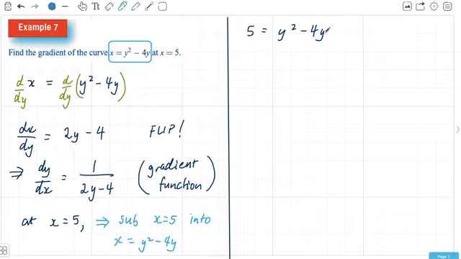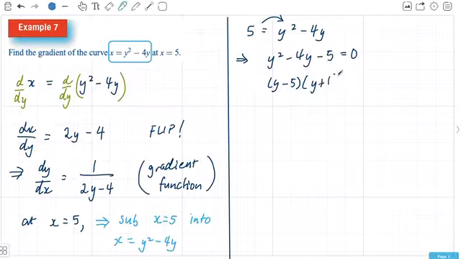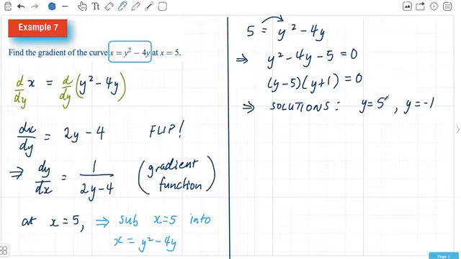Now you can solve this as a quadratic, or if you want to, you can use your CAS. Either way, I'll solve this as a quadratic because we should know how to do this by hand as well. So take the 5 over to this side, equals 0. This factorises nicely into y minus 5 and y plus 1, to give us the minus 4. So our solutions are y equals 5 and y equals negative 1. So you can actually look at two cases that happen here at x equals 5.